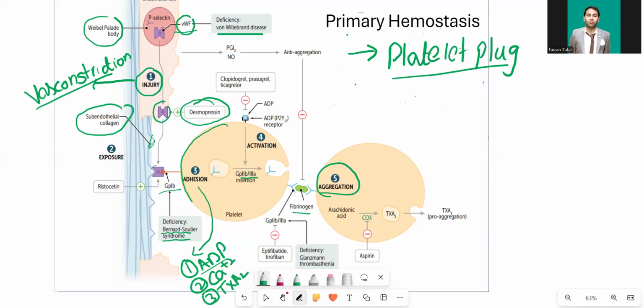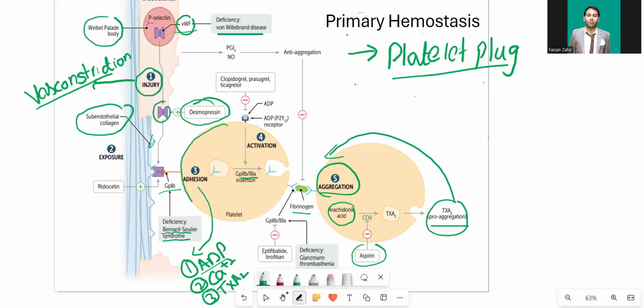Thromboxane A2 is formed from arachidonic acid through the enzyme COX. This COX enzyme is inhibited by aspirin. So aspirin is an antiplatelet drug. What does this thromboxane A2 do? It will enhance this process. What process? Aggregation. Aggregation is basically the linking of platelets to each other, right?